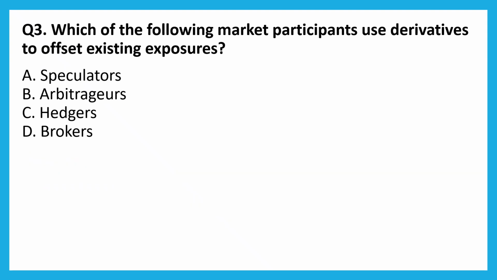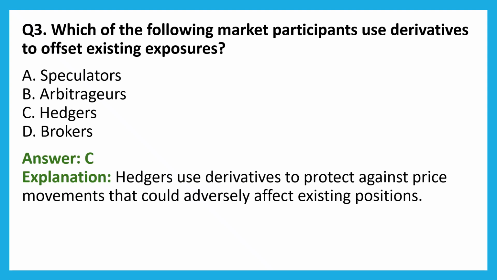Next question. Which of the following market participants use derivatives to offset existing exposures? Option A speculators, option B arbitrageurs, option C hedgers and option D brokers. Correct answer is option C. Hedgers use derivatives to protect against price movements that could adversely affect existing positions.